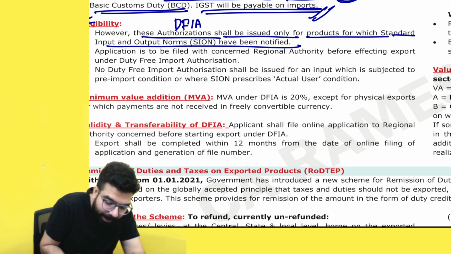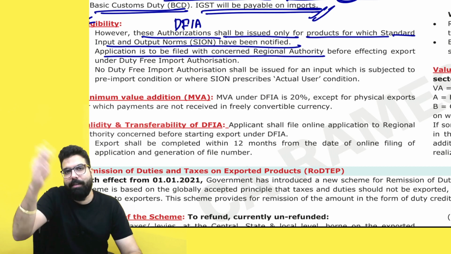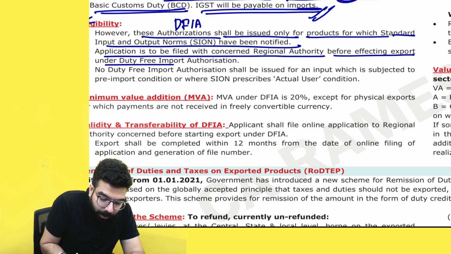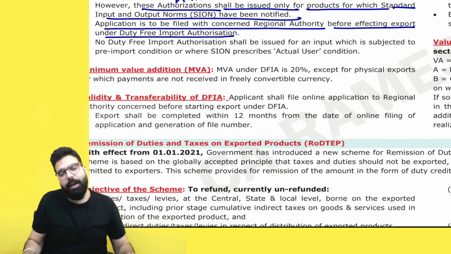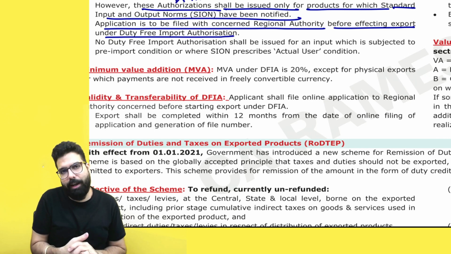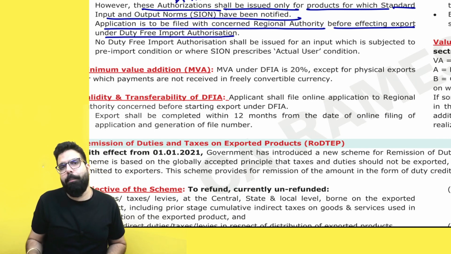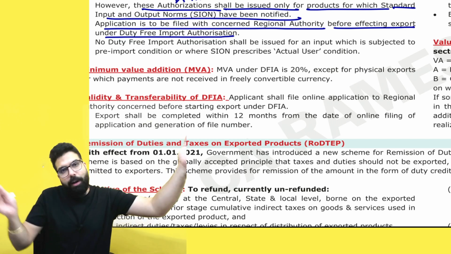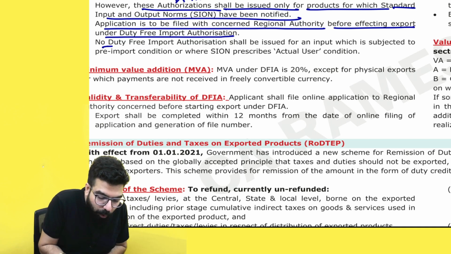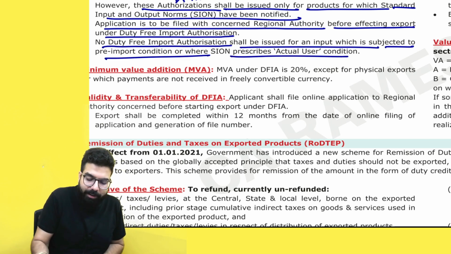They are saying the application is to be made to the regional authority, basically the DGFT and other regional authorities. You have to make an application before export under the duty-free import authorization. If you want duty-free import authorization, before making your export you should give an application that, sir, I want duty-free import authorization. I will export, and later you give me the duty-free import authorization license. No duty-free import authorization shall be given for items which are not subject to SION. This I have already told you.